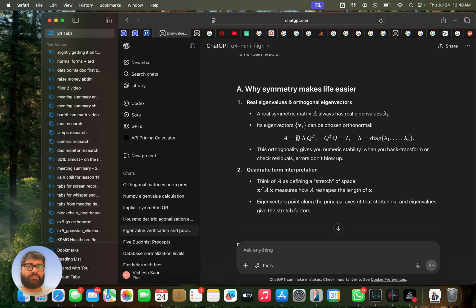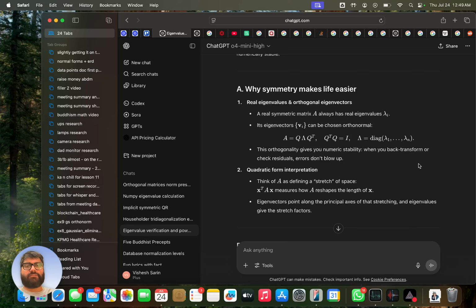What I've realized is that Q literally stands for a matrix of orthogonal vectors, and if they're chosen orthonormal, A can be represented as Q lambda Q transpose, where lambda is a diagonal matrix of eigenvalues. The transpose of Q is also its inverse because it's orthogonal, which is why Q transpose Q equals I. Essentially, that orthogonality gives you numerical stability.